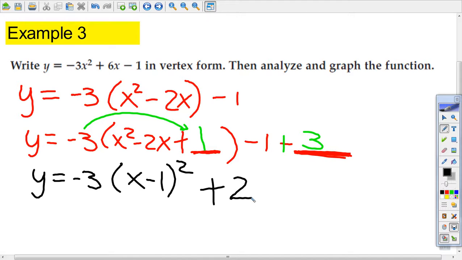What is the value of my vertex? Negative 1, 2. Positive 1, 2. Sorry. How did I get what? Negative 1 plus 3 gives me 2. X minus h. H is positive 1. So 1 comma 2 is my vertex. What does this negative 3 do? Makes it open down, and the 3 makes it narrower or wider? It's going to make it narrower. Yes.